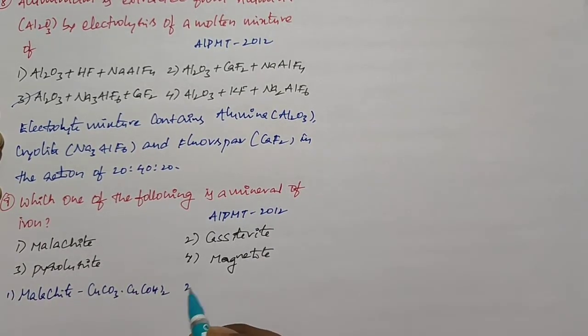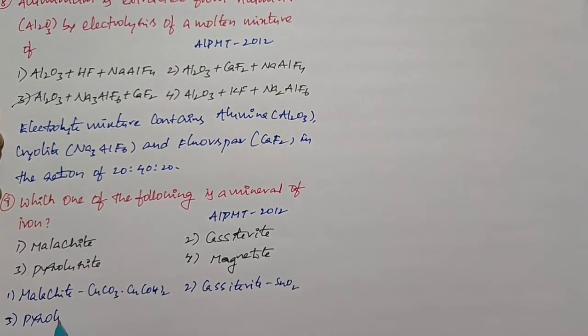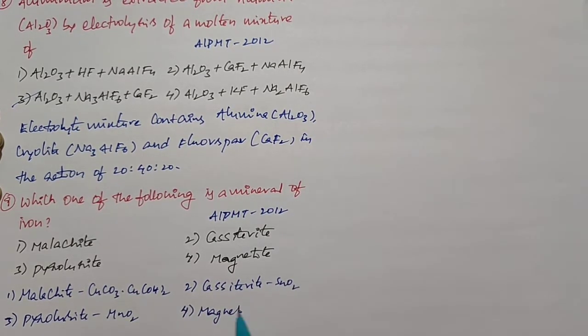When you go for the second one, cassiterite, cassiterite is the ore of tin, and its formula is SnO2. The third one is pyrolusite. Pyrolusite is an ore of manganese. Its formula is MnO2. And the fourth one is magnetite. Its formula is Fe3O4, so it's an ore of iron. So the fourth option is the right option.